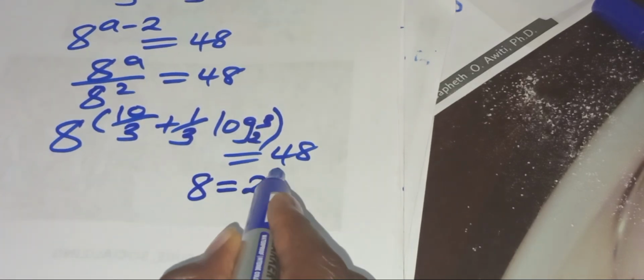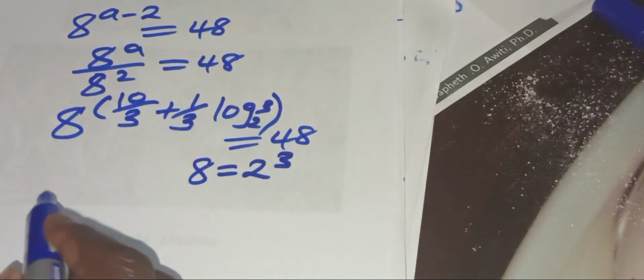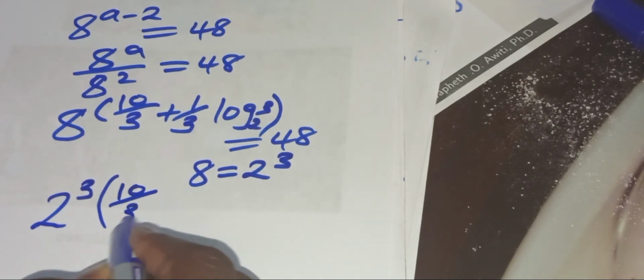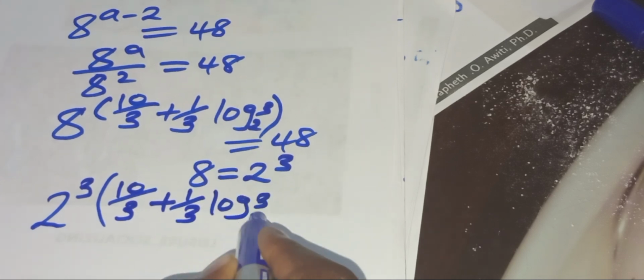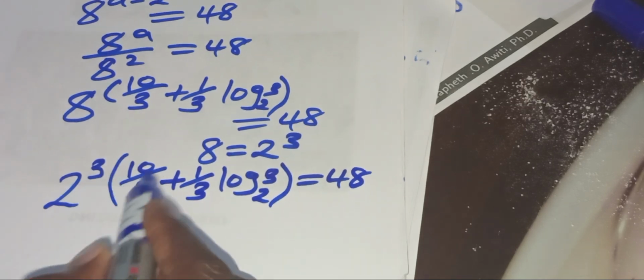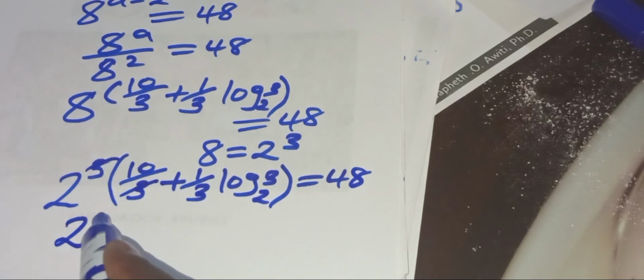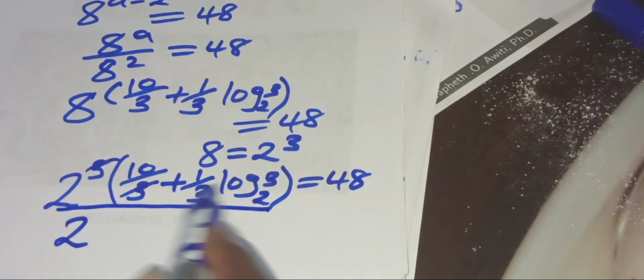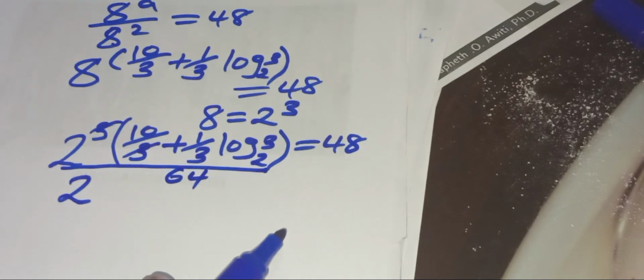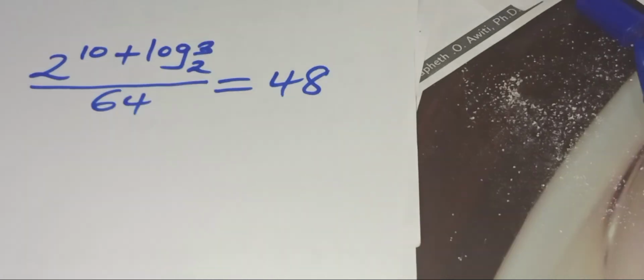Now we can express 8 as 2 to the power 3. So this is the same thing as 2 to the power 3 in parentheses, to the power 10 divided by 3 plus a third log 3 to base 2, equal to 48. Now let's simplify this. We'll have 10. Remember, this is divided by 8 squared, which is 64. So we have 2 to the power 10 plus log 3 to base 2, divided by 64.